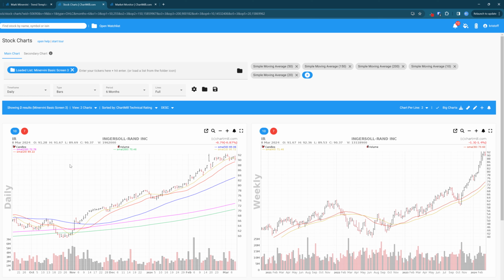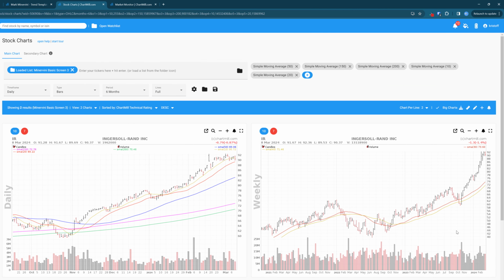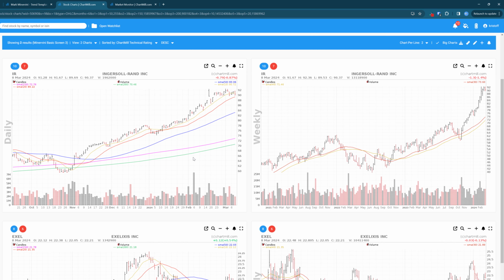So this one is showing revenue and earnings growth. So keep that in mind. Strong volume on the weekly. Indeed extended on the weekly, but still a nice pattern on the daily chart.